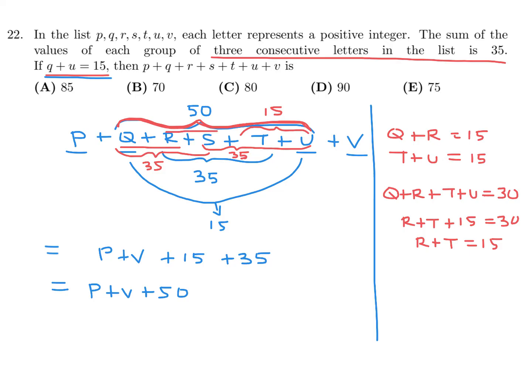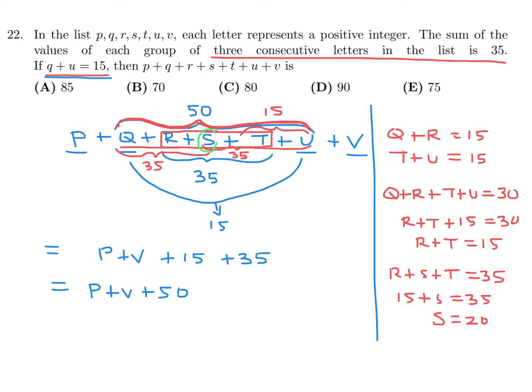So if you look at these 3 guys in the middle, we know that R plus S plus T is 35, right? Because there's 3 consecutive. R plus T is 15. So 15 plus S is 35. And therefore S is equal to 20. Aha, got it. All right, so I understood now. I was a little confused.